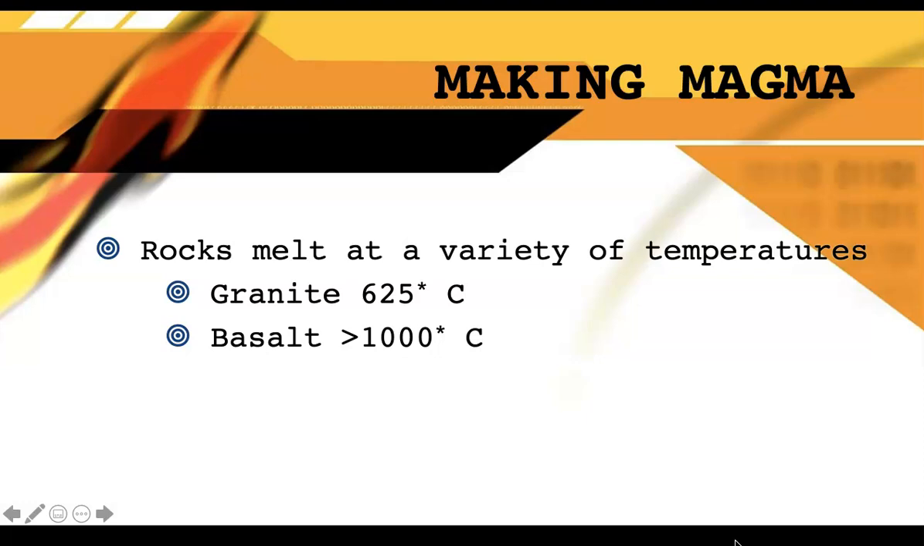So rocks melt at a variety of temperatures. I just picked two here. Granite melts at about 625 degrees Celsius. And basalt melts somewhere over 1,000 degrees Celsius. Now, I don't want you to memorize that. I just want you to see that two different rocks that you're going to become very familiar with happen to have very different melting points.